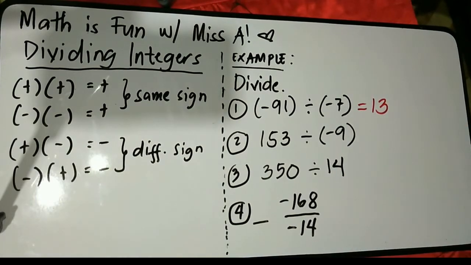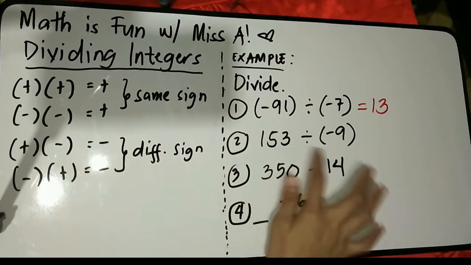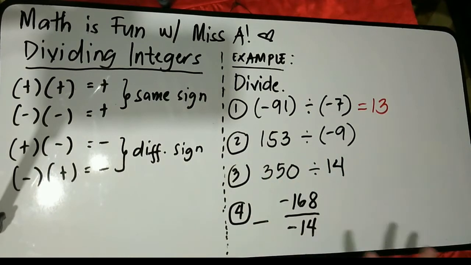Alright, next. For our next example, you have 153 divided by negative 9. So as you can see, magkaiba ng sign yung ating dividend at ating divisor. So expected na quotient natin, yung magiging sign niya ay negative. And 153 divided by negative 9 is equal to negative 17.